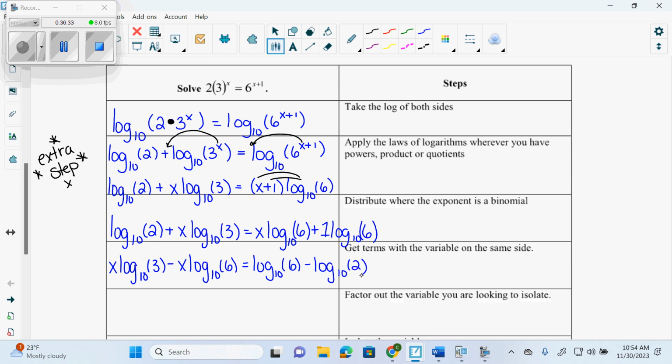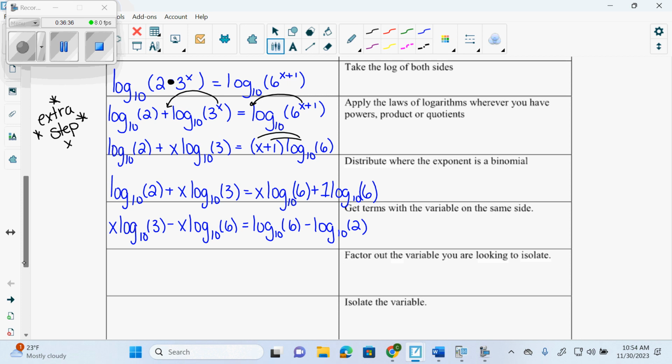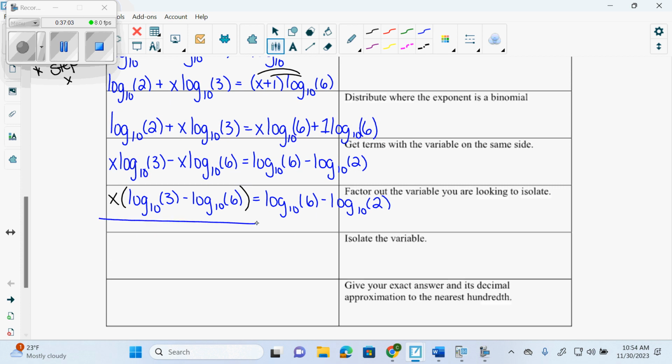So there's literally one extra step, just noticing that you have to add them. Take an x out, and I'm left with log base 10 of 3 minus log base 10 of 6 is log base 10 of 6 minus log base 10 of 2 divided over. There's literally one extra step if there's that extra number. Do not put them together. Stop your madness. It's the worst thing to mark. You get no marks.